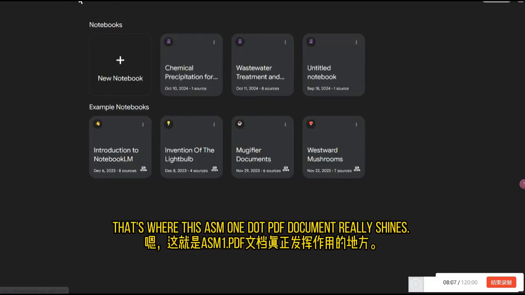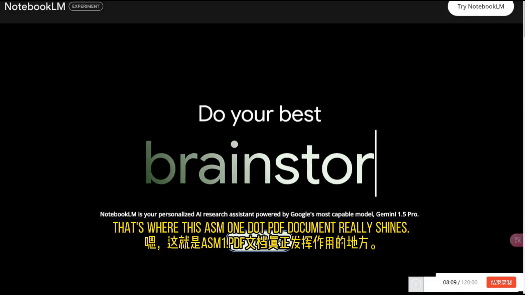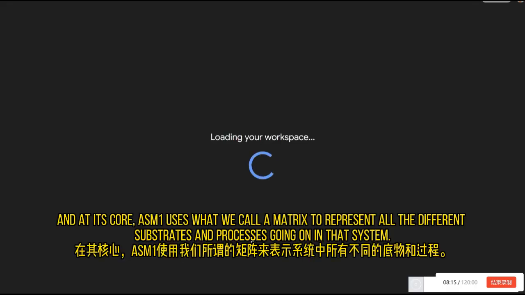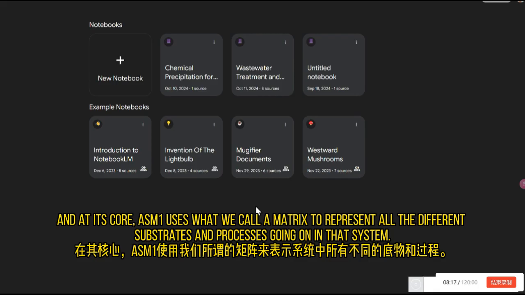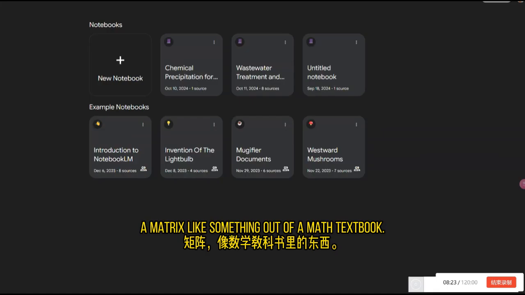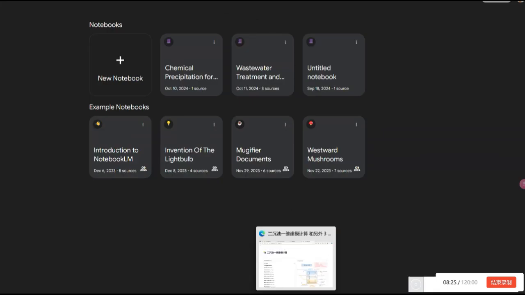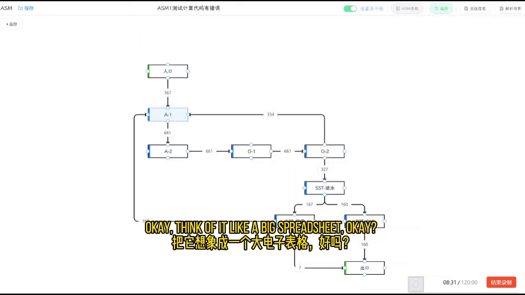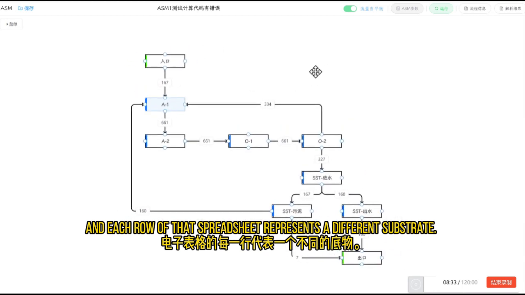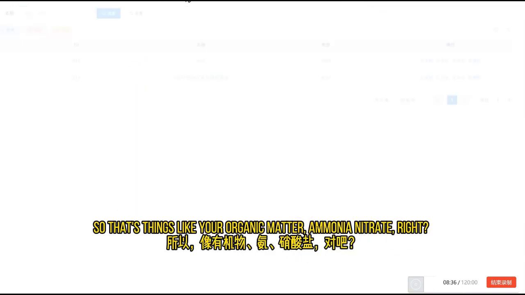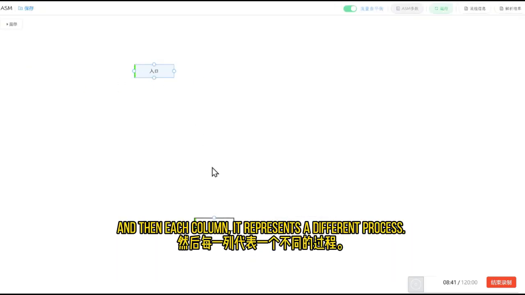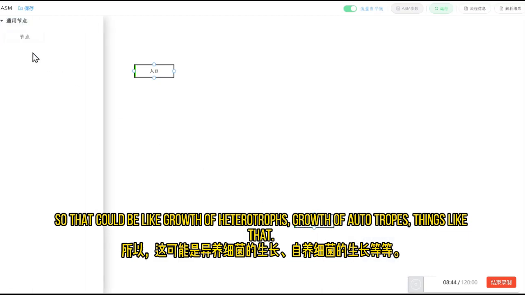Well, that's where this ASM1.pdf document really shines. It gets into the nitty gritty of how ASM1 actually works. At its core, ASM1 uses a matrix to represent all the different substrates and processes going on in that system. A matrix, like something out of a math textbook? It sounds a little intimidating, but it's not as bad as it seems. Think of it like a big spreadsheet. Each row represents a different substrate, like organic matter, ammonia, nitrates. And each column represents a different process, like growth of heterotrophs, growth of autotrophs, things like that.